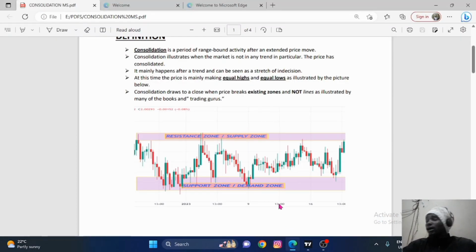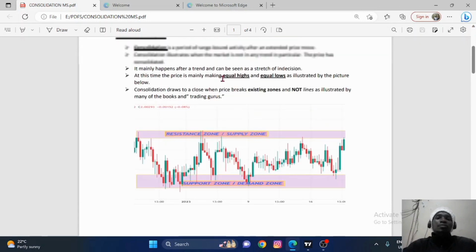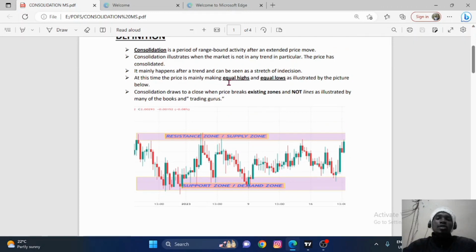Now, if we go back and see the chart as I have illustrated, once the market is making equal highs and equal lows, the equal highs are the resistance, and the equal lows are the support. That is, resistance or the supply zone, and support or the demand zone.